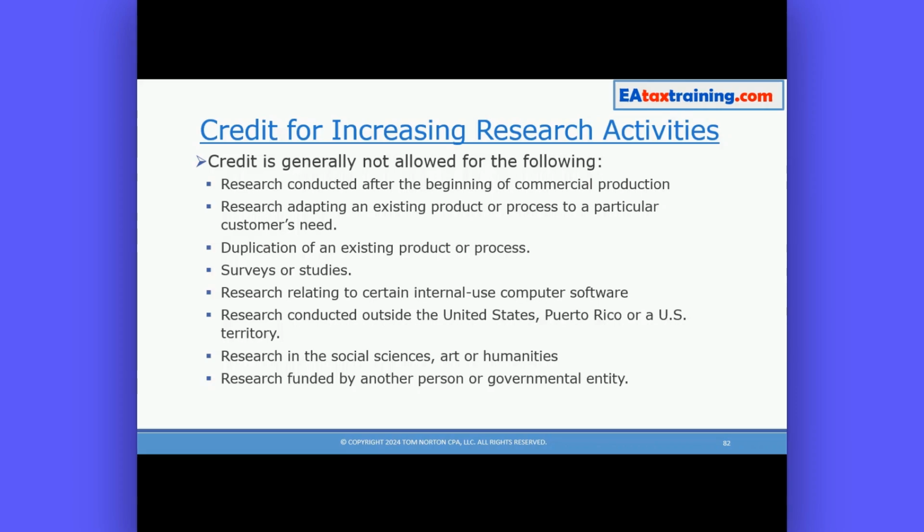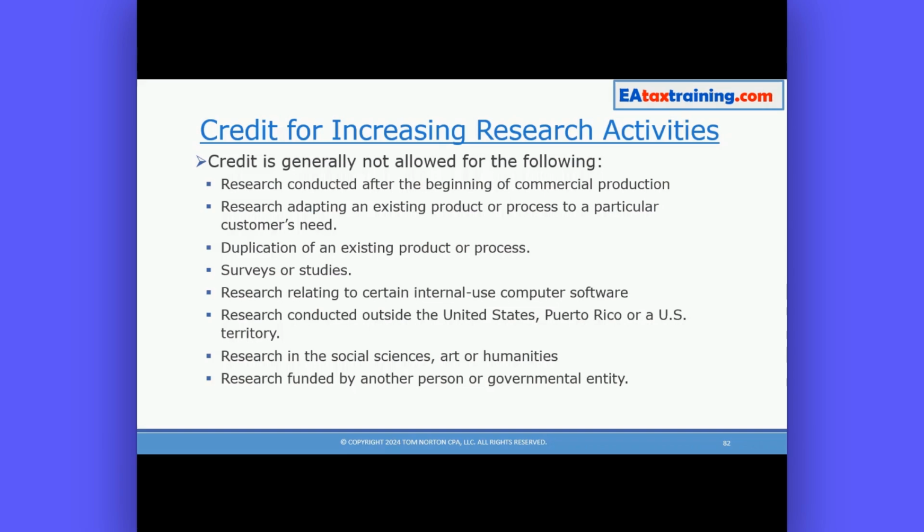So this is supposed to be for developing new products to bring to the marketplace, not for using for your internal purposes. So you can't use it for researching things for your internal computer software. Research conducted outside the United States, Puerto Rico, or a U.S. territory. So it's not research done in foreign countries. You cannot use that for the credit.